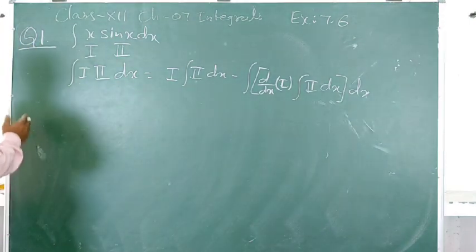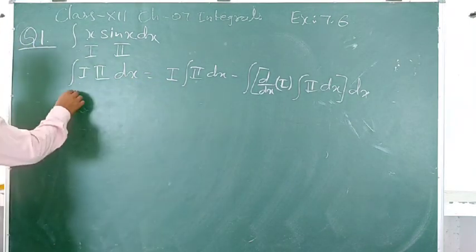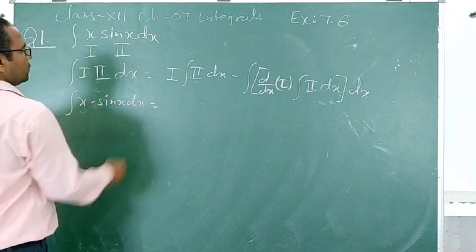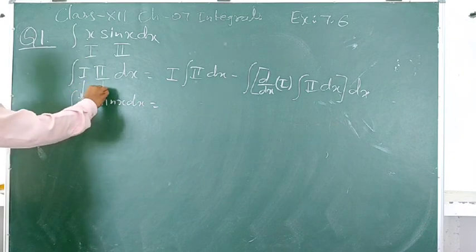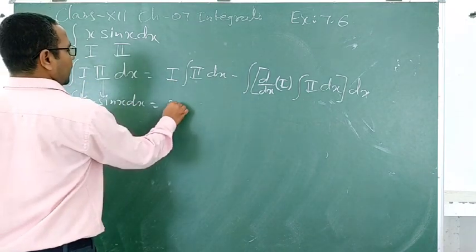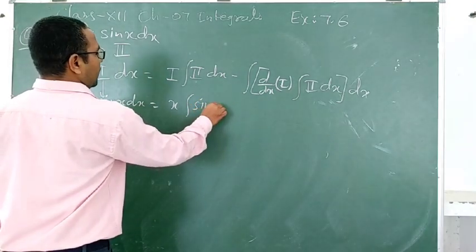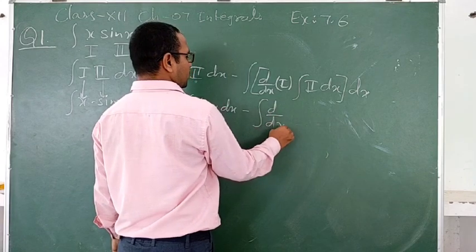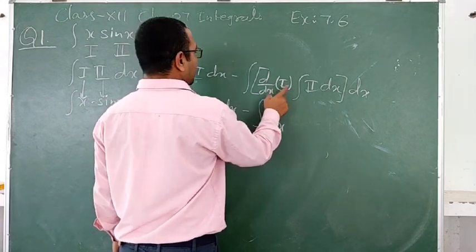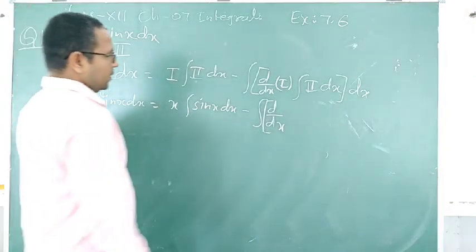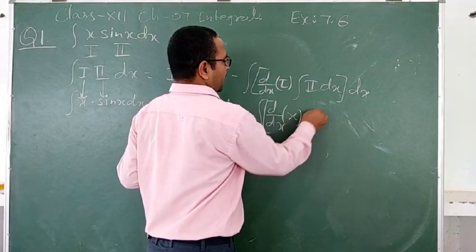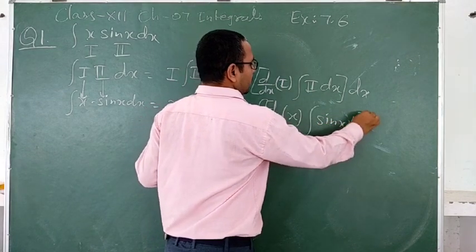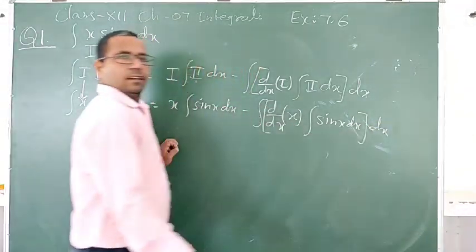So now we have to substitute the values in this formula. So x into sin x dx. First function is x and second function is sin x. So first function, that is x, integral of second function sin x dx, minus integral of d by dx of the first function, which is x, and integral of the second function, that is sin x dx, close the bracket and use this one as dx.